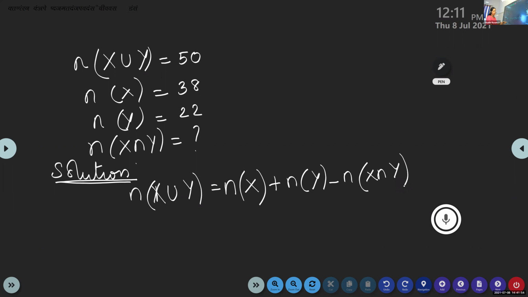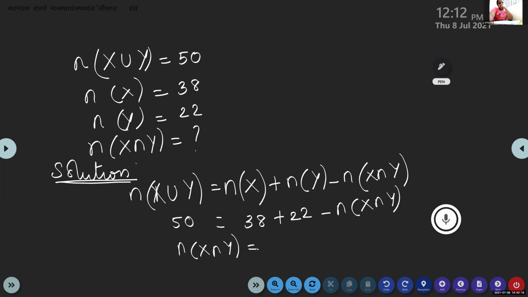Now apply the values. Which are the values given? Apply them in this formula. So we get 50 is equal to 38 plus 22 minus n of X intersection Y. So what will be n of X intersection Y? Simplify this.